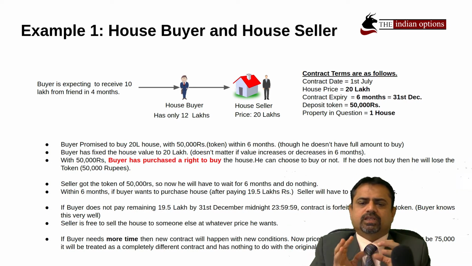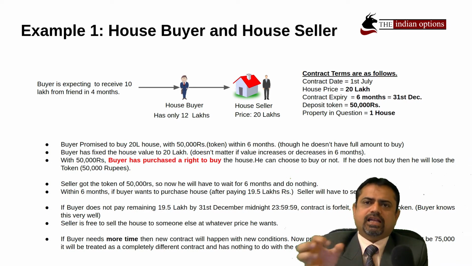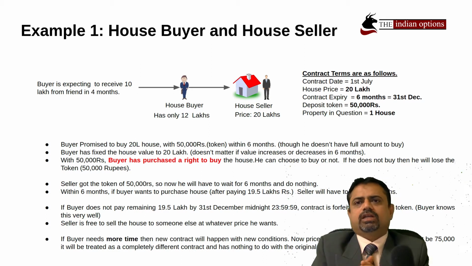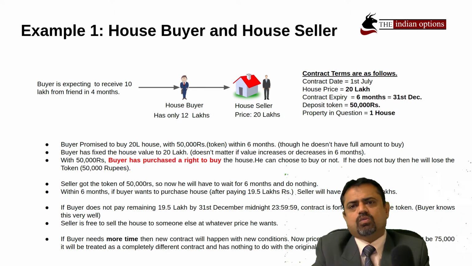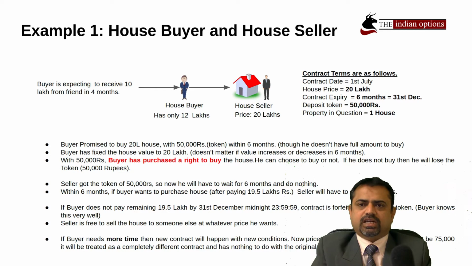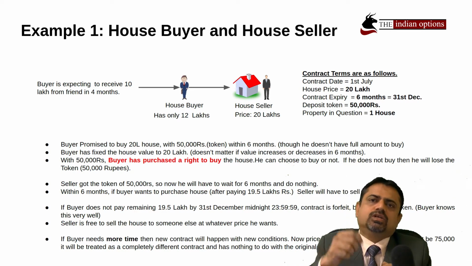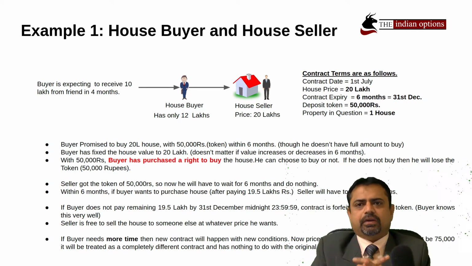Now this buyer really liked the house, he really wants the house, but he doesn't have sufficient money. So what happens in this scenario? His friend is going to give him 10 lakh rupees in 4 months, and then this guy can go ahead and his 12 lakhs plus 10 lakhs, that becomes 22 lakhs, and now he'll be eligible to buy the house for 20 lakhs, right? So this is the scenario.